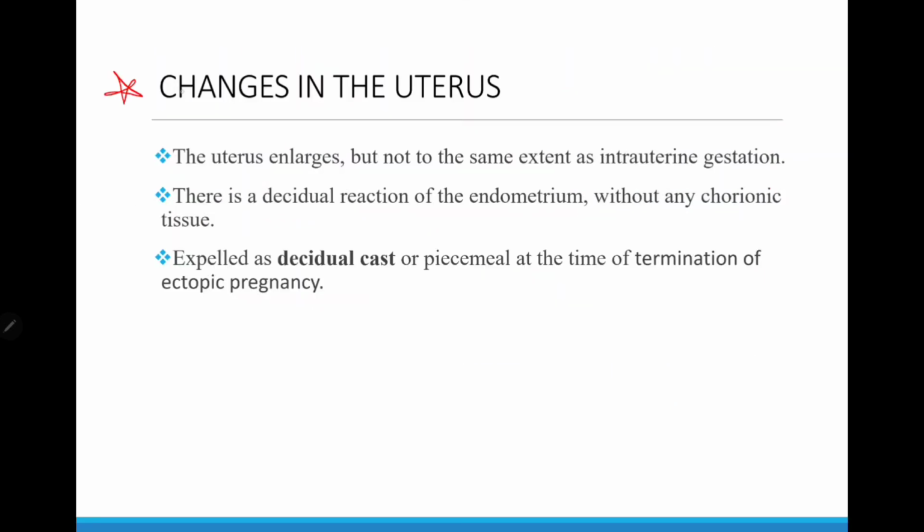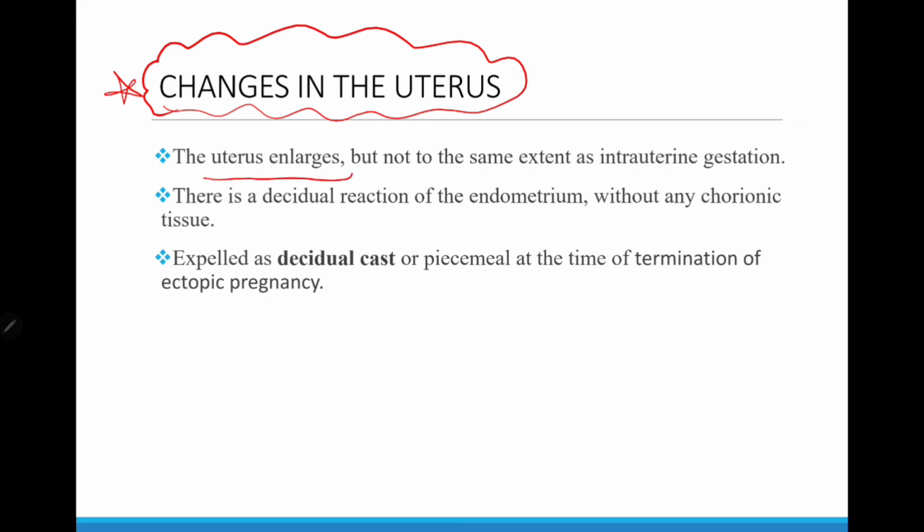Now let's look at the changes in the uterus in case of ectopic pregnancy. So what are the changes that you can see in the uterus? The first thing is the uterus enlarges, but not to the same extent as an intrauterine gestation. In a normal pregnancy, the uterus is going to be far more distended, but in an ectopic pregnancy, the uterus is enlarged, but not to the same extent as in normal pregnancy.